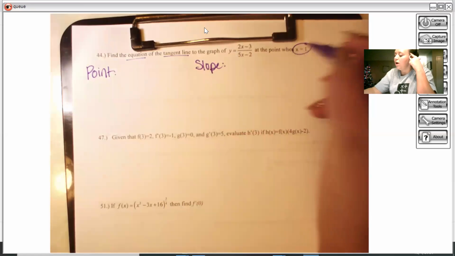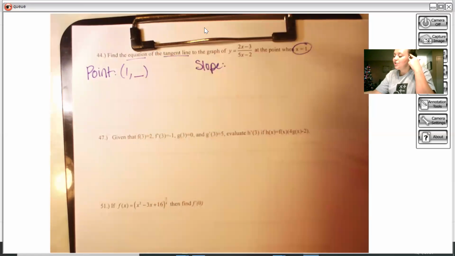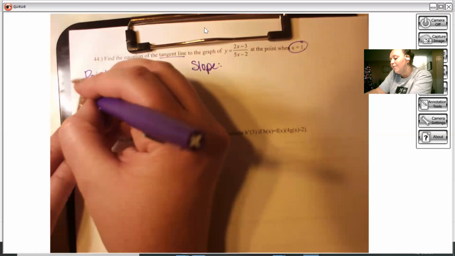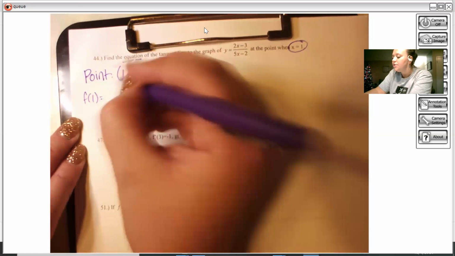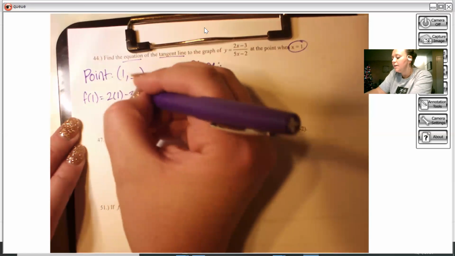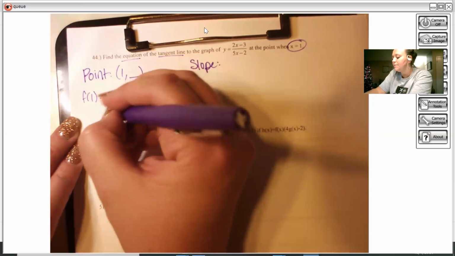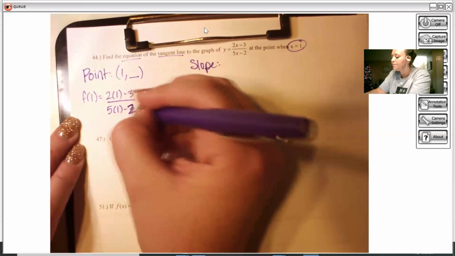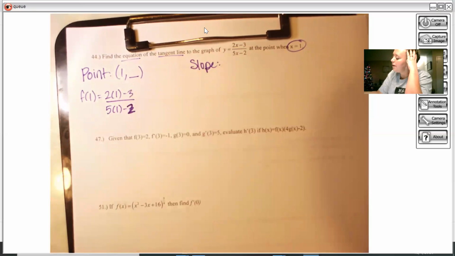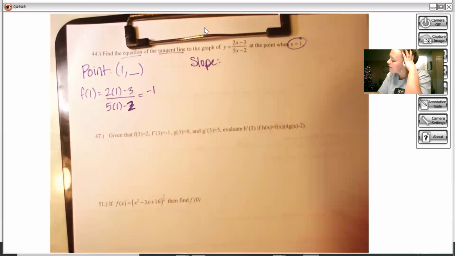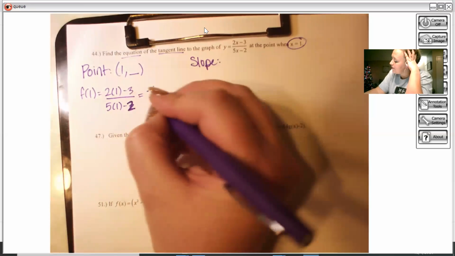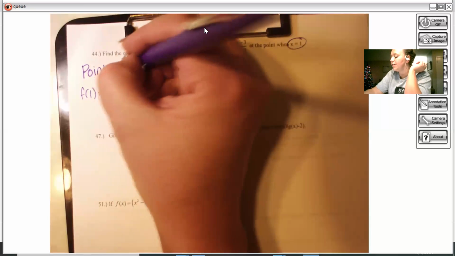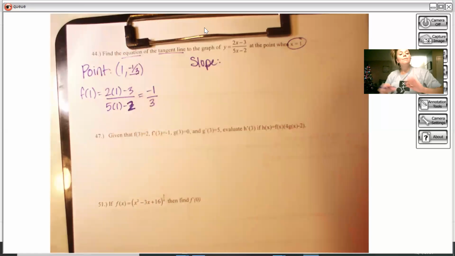Now, the point you're just plugging into the original function. So if my x is a 1, I'm going to just take 1, plug it in right here. So I'm going to put f of 1 equals 2 times 1 minus 3 over 5 times 1 minus 2. Okay? So then 2 minus 3 on top is a negative 1. 5 minus 2 on bottom is a 3. So then that's going to be negative a third. So I have my point.